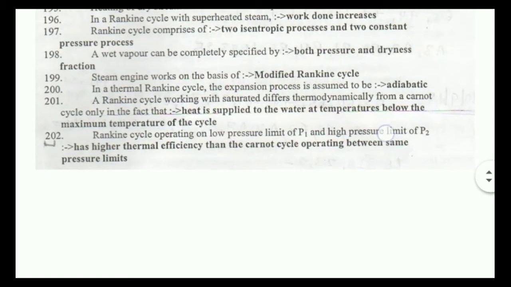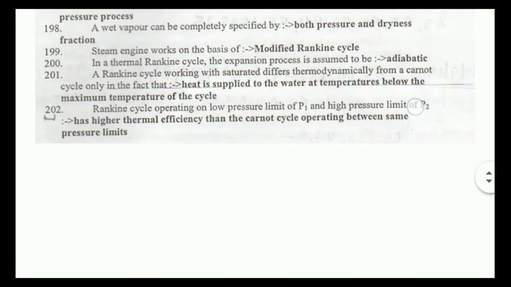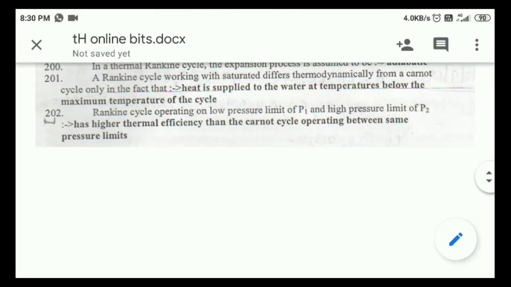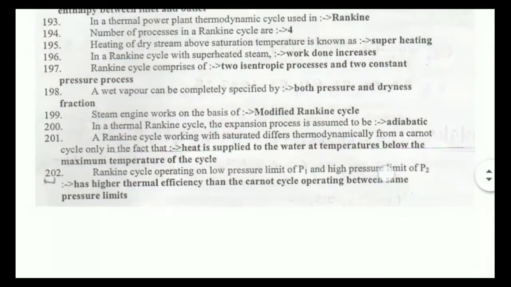199 also. Steam engine works on the basis of modified Rankine cycle. So these all are the important bits. Okay, let's go through this. Okay, this is the online bits. This covers unit 1 and unit 3.